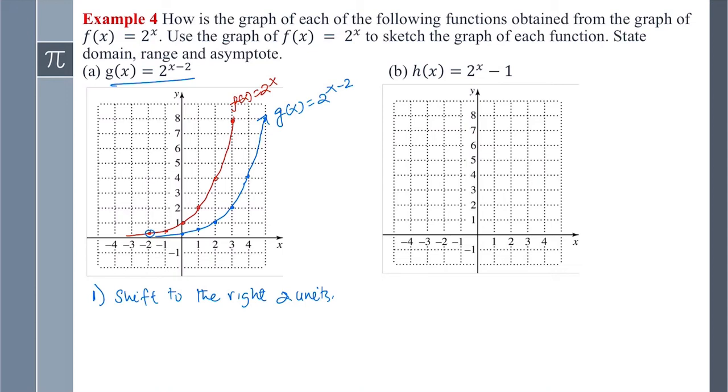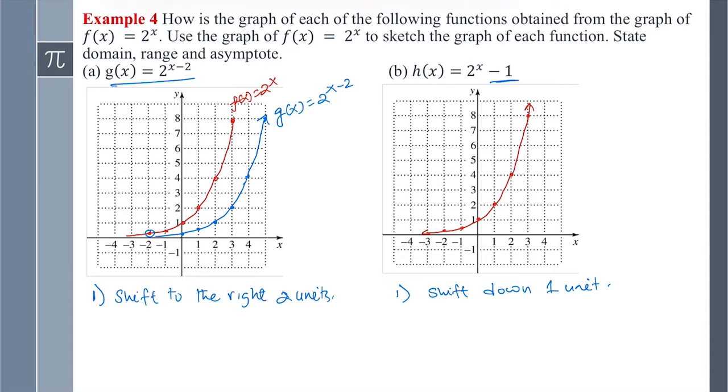Similarly, let's go ahead and look at the next example. Again, here the transformation is we are subtracting a number from the function. That means the transformation is shift down 1 unit. Okay, and then let's go ahead and graph the parent function first. So again, the parent function is right here, 2, 4, 8. So this is the 2 to the x, the parent function. That's how it looks like.